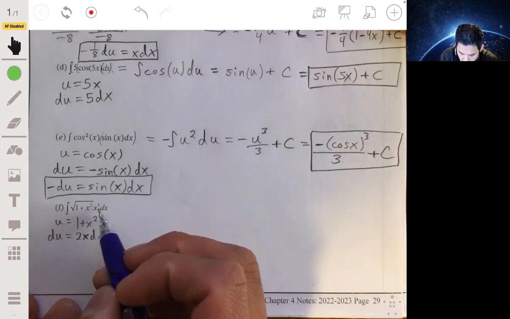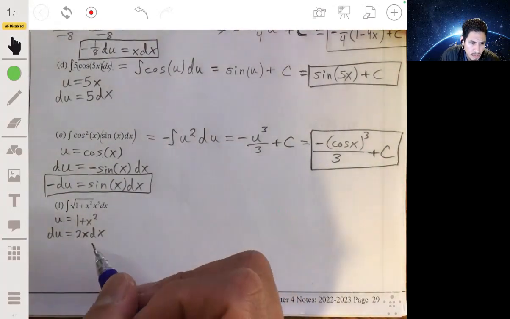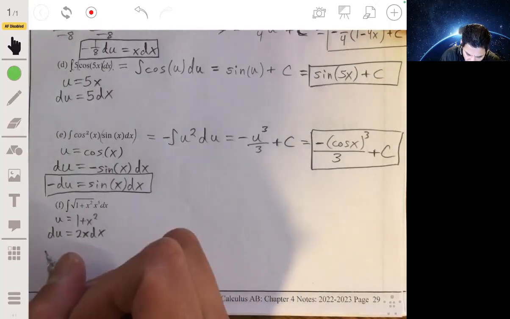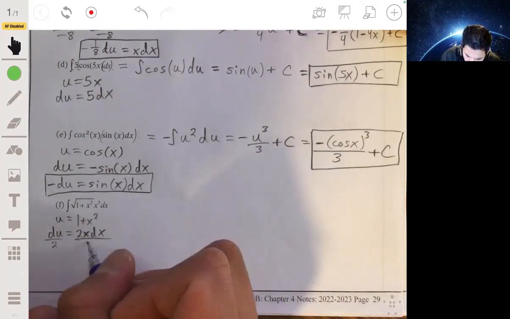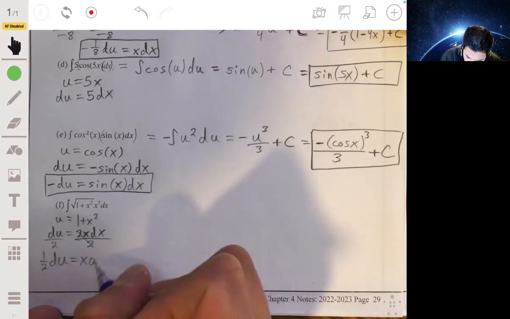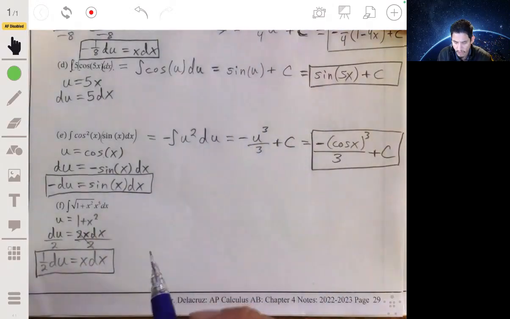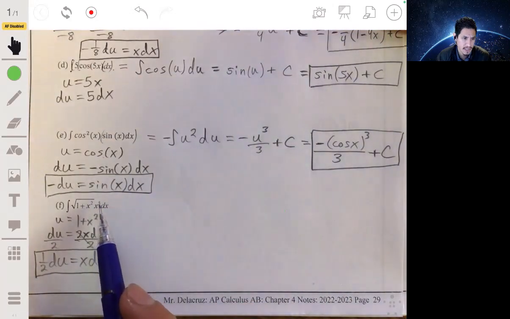And what we're going to actually do, even though we have x to the 5th there, we're going to just make this into an x. So we're going to divide by 2. So we'll have 1/2 du equals x dx for now, because we still need to figure out how we get that x to the 5th.